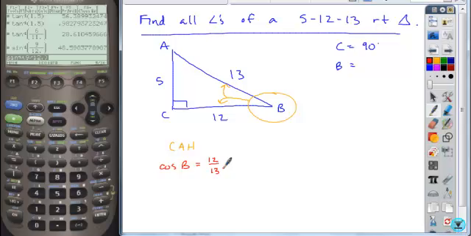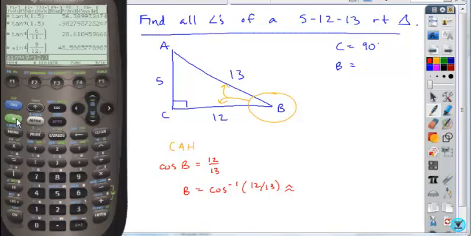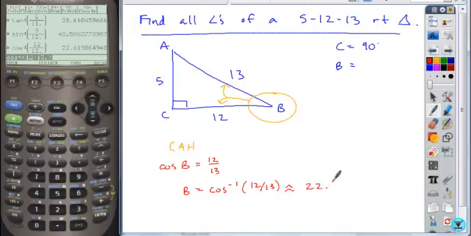If you set up that ratio, you can then find angle B by calculating the inverse cosine of whatever that ratio was. When you do that on your calculator, the inverse cosine of 12 over 13, and hit enter, you get your angle to be 22.6 degrees. So this angle is 22.6 degrees.